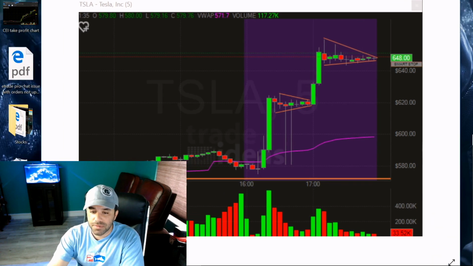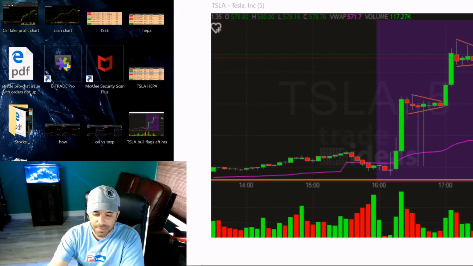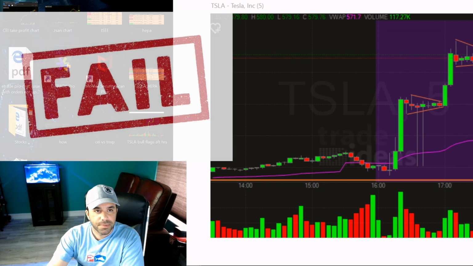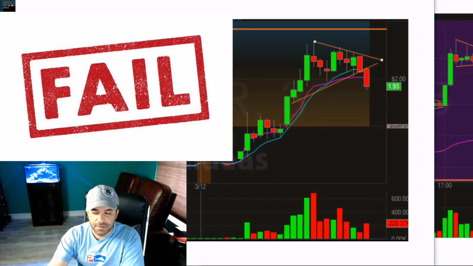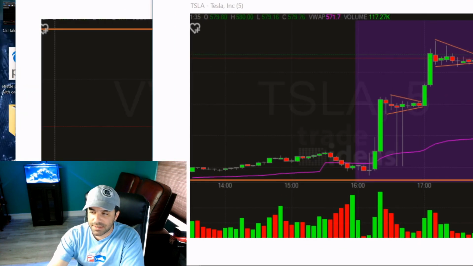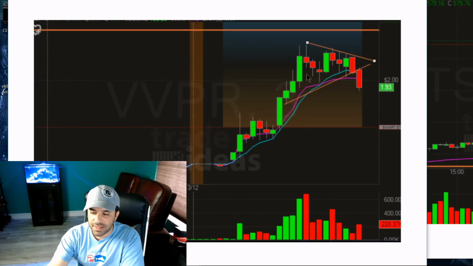Now, I can show you a failed bull flag as well. Let me show you a failed bull flag. Here you go. Here is a failed bull flag. It's not as pretty and clean as this. And that goes to show you that the pattern also needs to be clean. This is not the best looking pattern.